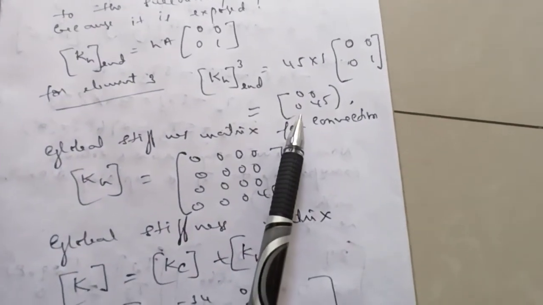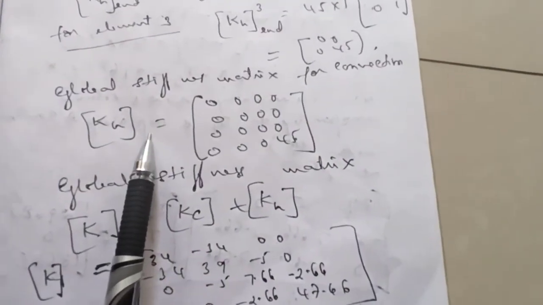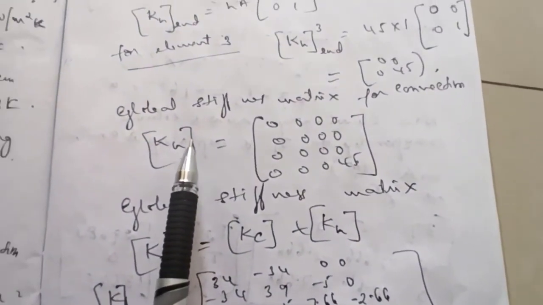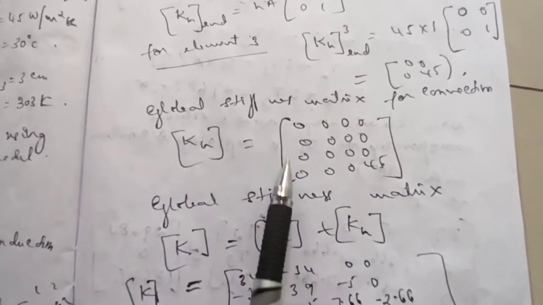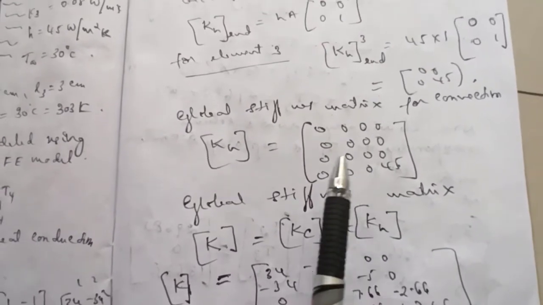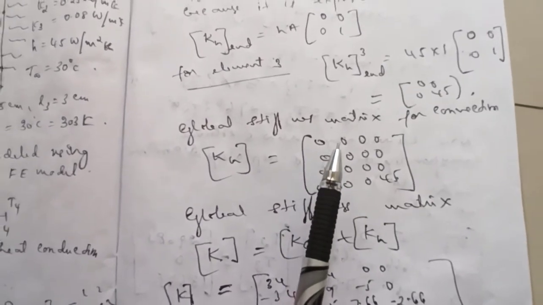So KH at the end we got it as 0 0 0 45. But here I need to find out the global stiffness matrix for convection. So the global stiffness matrix for convection is HKH, because for the global stiffness matrix I need to get it as a 4 into 4 matrix, because our problem consists of 3 elements and 4 nodes. So the global stiffness matrix should be in the order of 4 into 4.